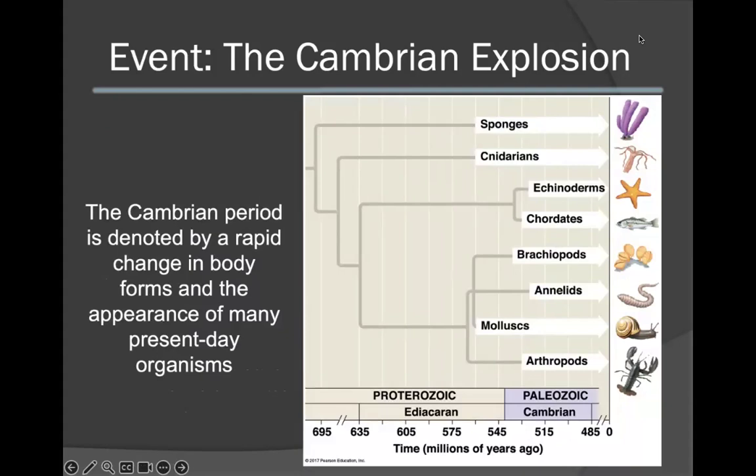The Cambrian period is denoted by rapid change in body forms and appearance of many of our present-day organisms, such as sponges, cnidarians, brachiopods, annelids, worms, mollusks, as well as arthropods.